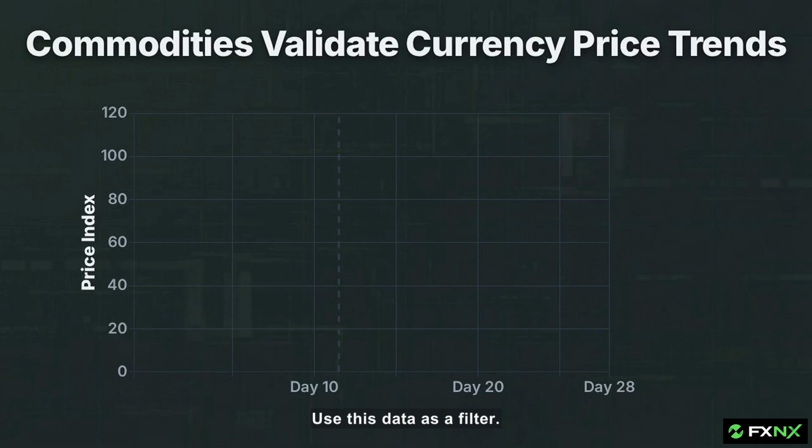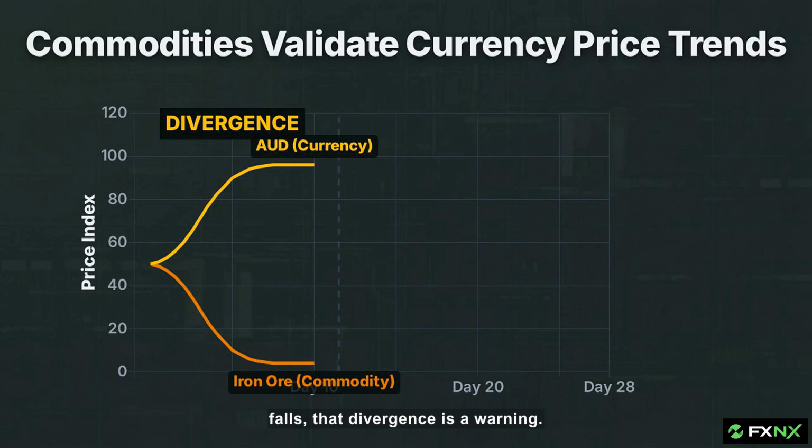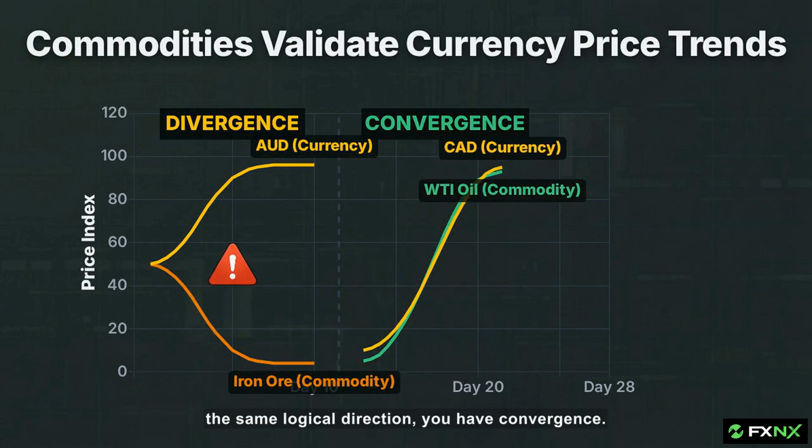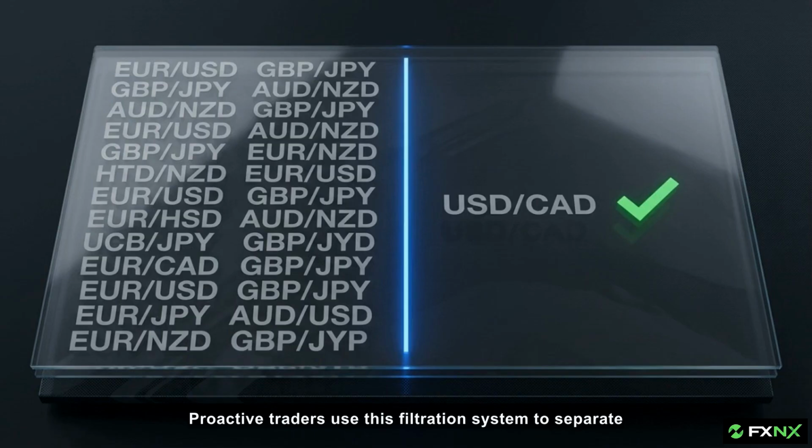Use this data as a filter. If the Australian dollar rallies while iron ore falls, that divergence is a warning. But when the currency and commodity move in the same logical direction, you have convergence. This validates your setup. Proactive traders use this filtration system to separate high-probability moves from false breakouts.